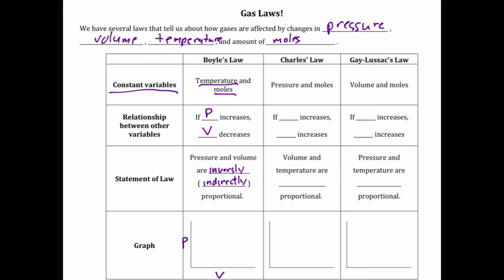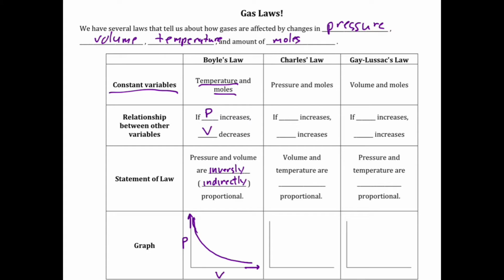And the way the graph looks is it looks like this. This is the way the graph looks. If you were to graph volume and pressure, this is the way it would look. And so as volume gets larger this way, notice how the pressure is going down. And as pressure gets larger this way, notice how the volume is small.